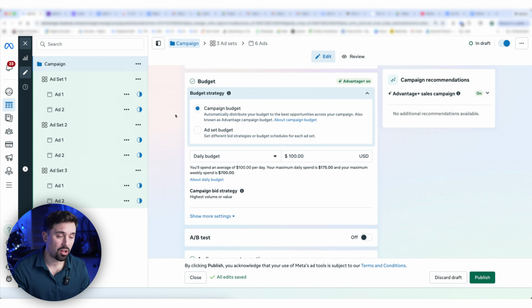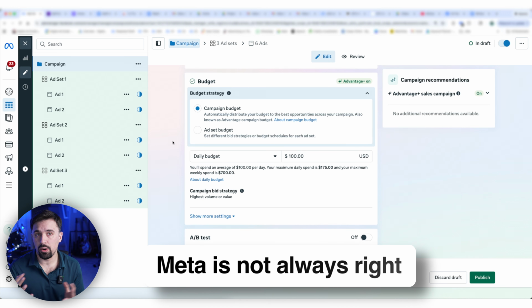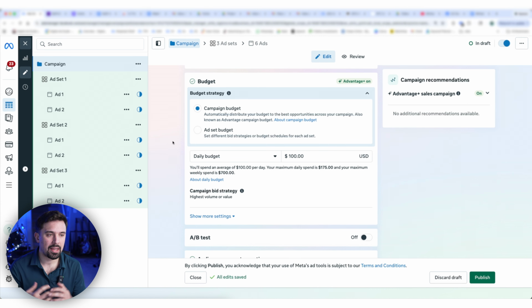So if you have $100 a day, these 3 ad sets here are going to be competing for spend every day. Okay, and so what happens is Meta will skew the spend towards the one that it thinks is going to give you the best results. Now, Meta is not always right. Sometimes it is, sometimes it's not. I compare using campaign budgets to driving a car in automatic. Okay, it's going to shift the gears for you.